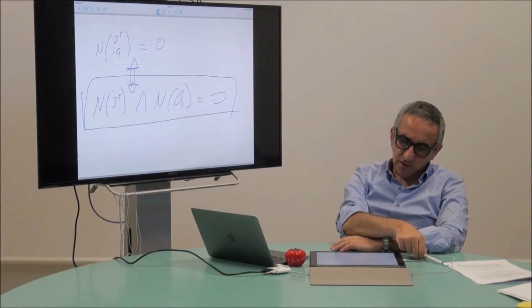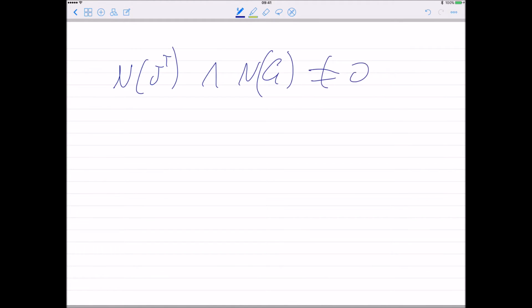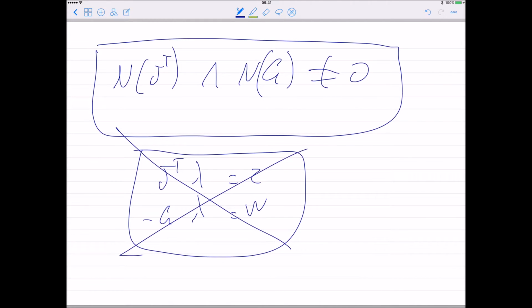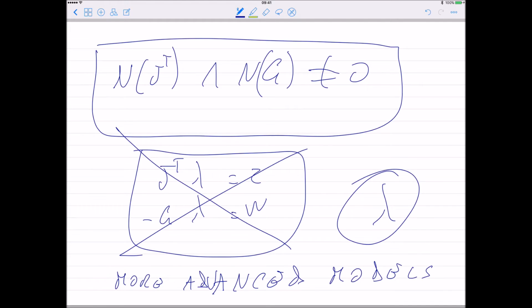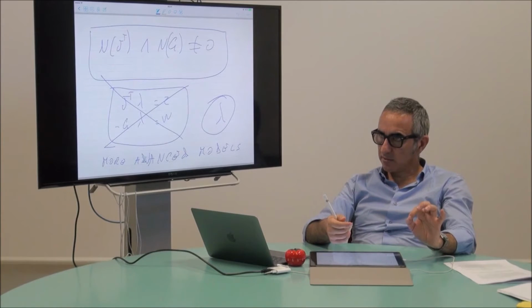In case that you will see in the next lecture that the null space of J transpose intersected null space of G is different from zero, which lets this model J transpose lambda equal to tau minus G lambda equal to double V fail to describe everything, then you need more advanced modeling. You need more advanced models that do not work with forces only, but try to couple displacement and forces. So you need some viscoelastic model of the contacts. Okay?